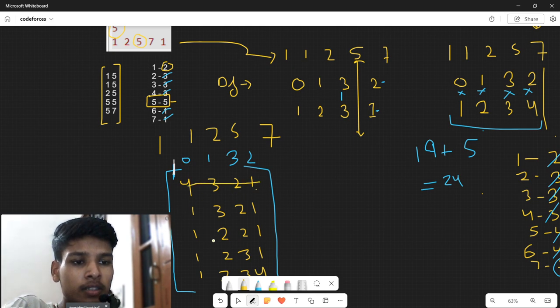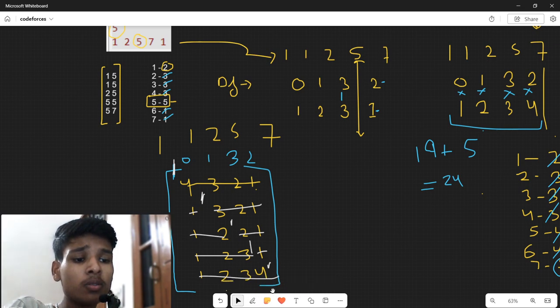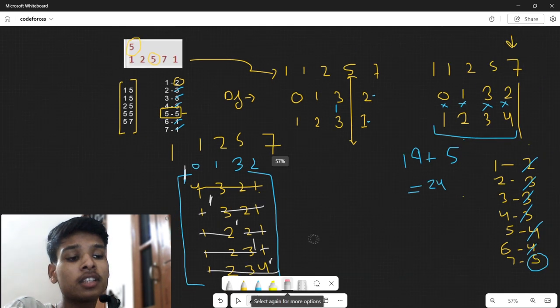So if my number lies at this position, what will the answer be? My answer will be the adjacent differences multiplied by this number and this number. If my number lies at this position, my answer will be this multiplied by this. If at this position, then this multiplied by this. I hope the problem intuition is clear to you. One more thing you can ask: what is the proof that this answer is always correct?